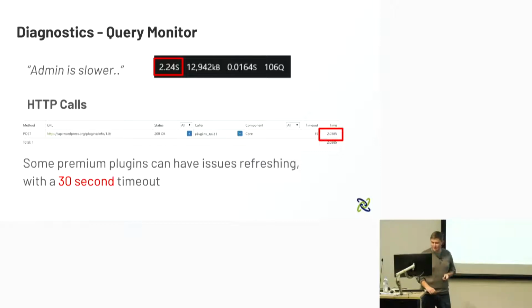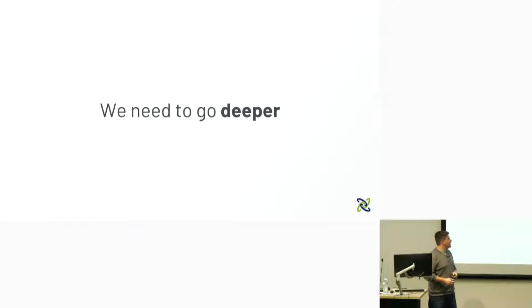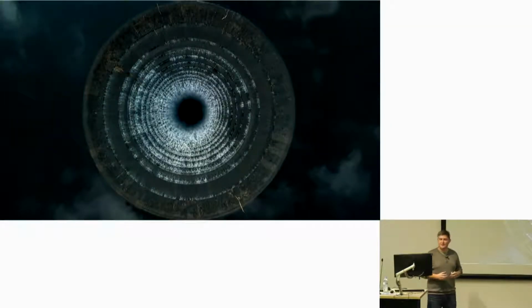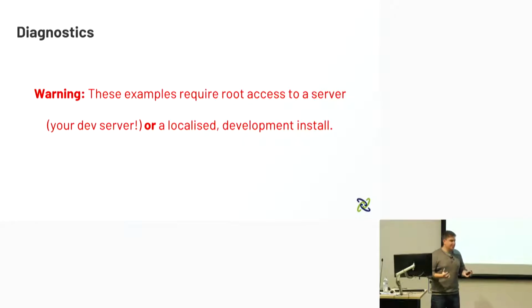So let's go deeper again. We need to go all the way into the wormhole. We need to see the real belly of WordPress and what's going on. Just a warning, for these examples you'll probably require root access to your server, or hopefully you're running this on your local development environment and therefore not impacting any of your production systems.